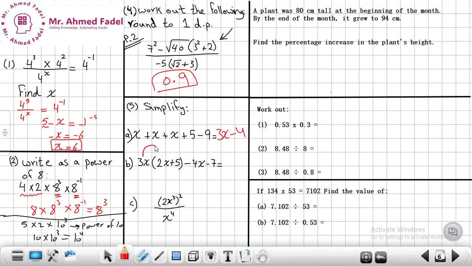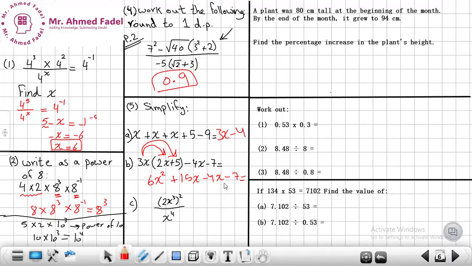Next, expand the brackets. 3x times 2x, 6x squared. Plus 3 times 5 is 15. I'm expanding now. I did the 3x times 2x. Don't stop there. Please don't forget that it's 3x times 5 as well. 3x times 2x, 6x squared. 3x times 5 is 15x. Minus 4x minus 7. Collect like terms.